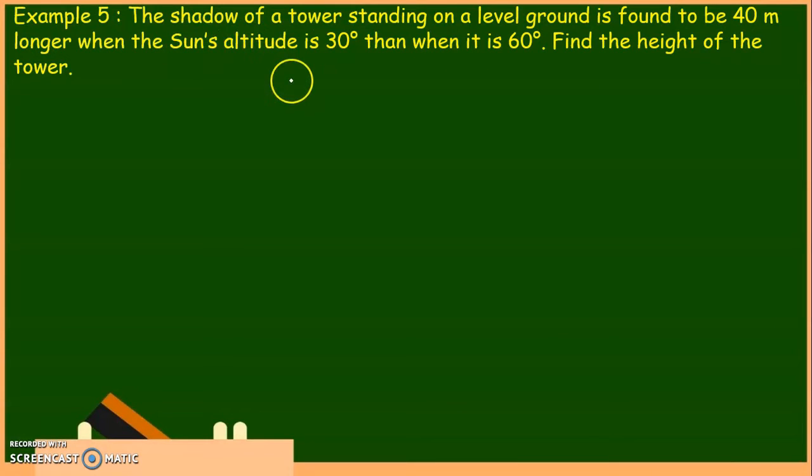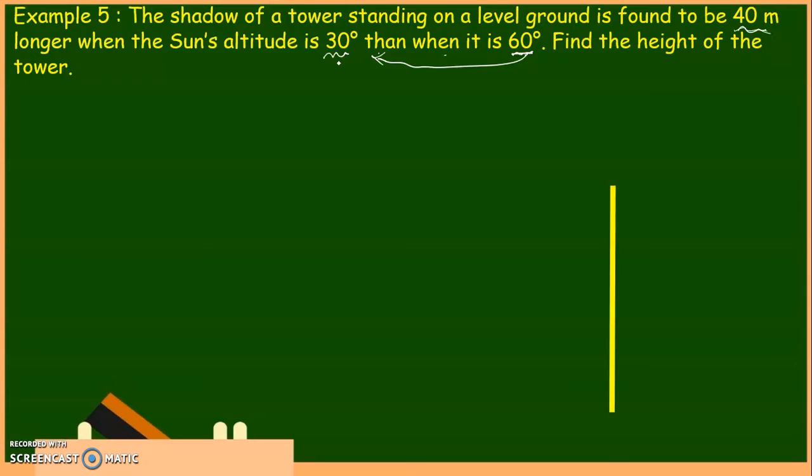Example number 4. The shadow of the tower standing on the level ground is found to be 40 meters longer when the sun's altitude is 30 degree than when it is 60 degree. It means the sun's altitude is changed from 60 degree to 30 degree. And the shadow of the tower increased by 40 meter when the altitude changed from 60 degree to 30 degree.